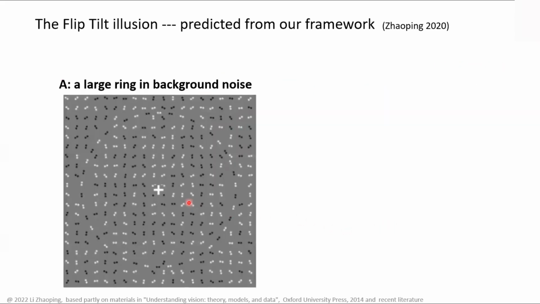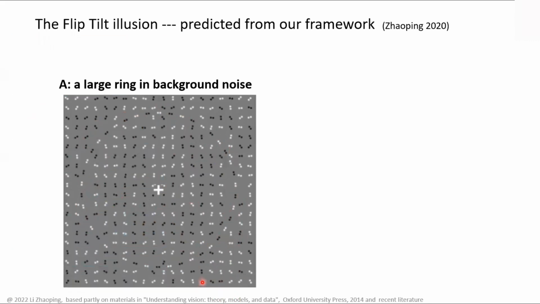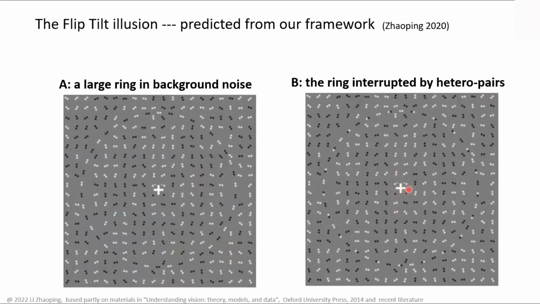So here is a demonstration. If you fixate your gaze on a cross, do you see a ring? Yes? No? Yeah, okay. It's not an illusion. This is a baseline, okay? This is because along the tangent of the ring, lots of these homo pairs align with it, okay? It's not an illusion. Now I give you B. You fixate here, now do you see a ring? Yes, no? Yes, okay, you can see yes. Okay, but no cheating, okay? Fixate here, no cheating. You see it?